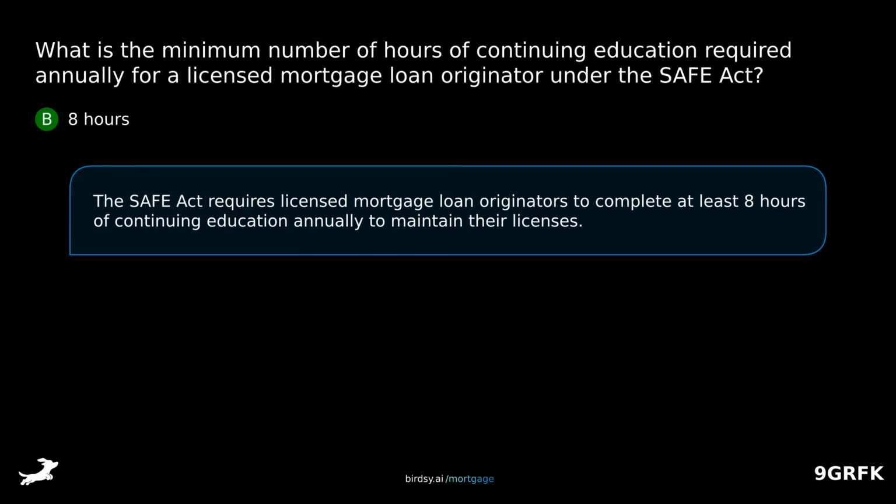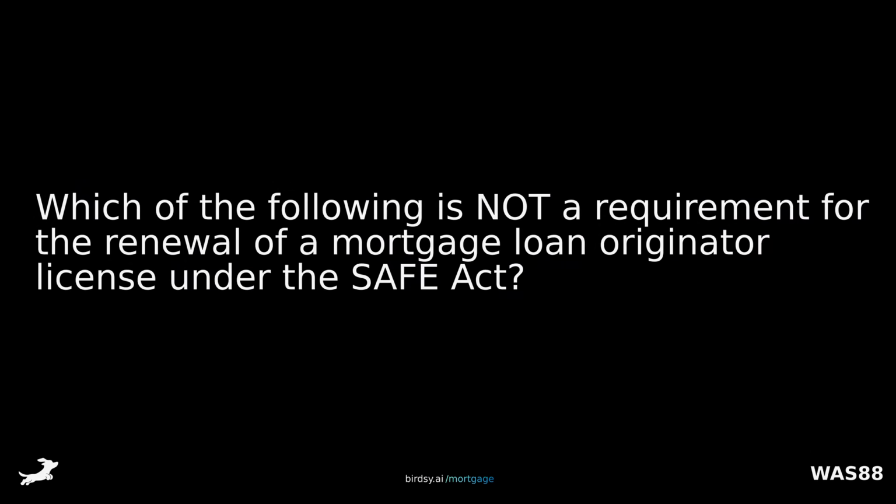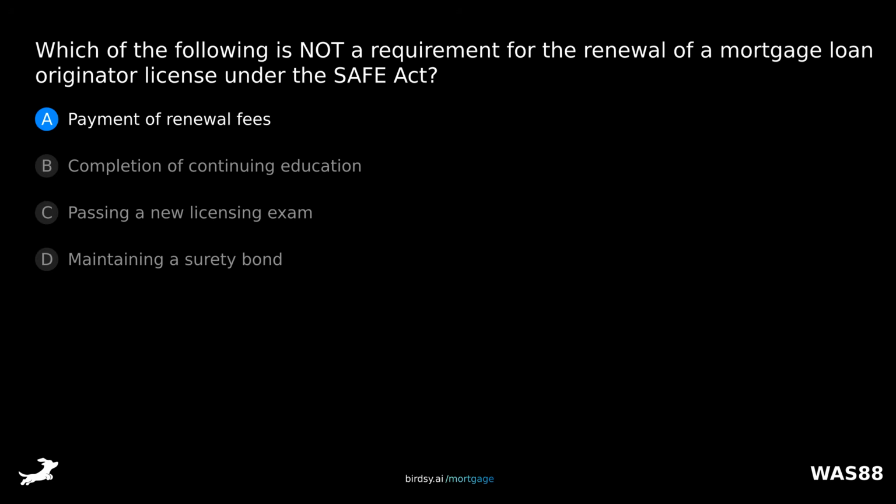The SAFE Act requires licensed mortgage loan originators to complete at least 8 hours of continuing education annually to maintain their licenses. Which of the following is not a requirement for the renewal of a mortgage loan originator license under the SAFE Act? Is it A, payment of renewal fees, B, completion of continuing education, C, passing a new licensing exam, or D, maintaining a surety bond? The answer is C, passing a new licensing exam.